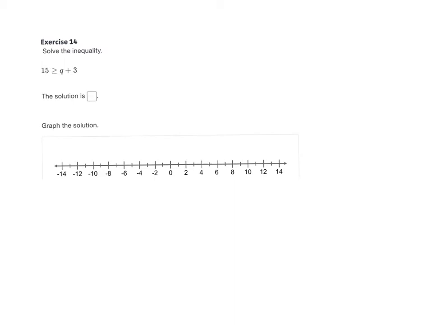On number 14, to get Q by itself, we're going to do the inverse of adding 3. We're going to minus 3 from both sides. That's going to give me 12 is greater than or equal to Q. Now we need to flip it. We would have Q less than or equal to 12. So at 12, we would have a shaded in circle, and the inequality tells us the direction. We are going to the left. All numbers less than or equal to 12.